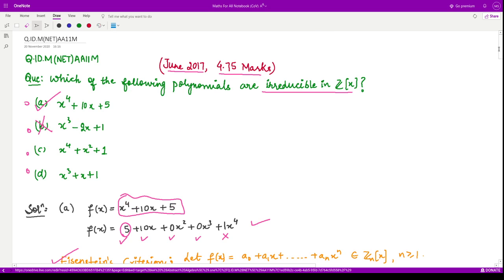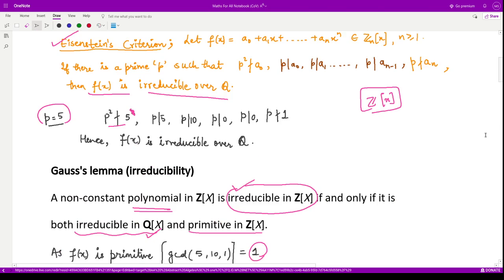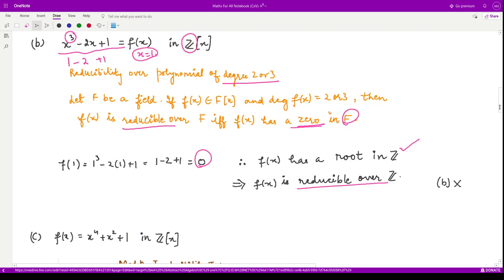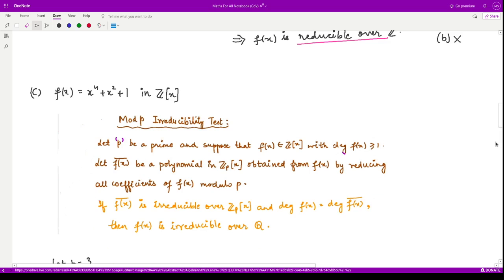So now let us move on to the third option. The third option is a biquadratic equation of degree 4, and we need to check its irreducibility in Z[x]. As such we cannot find any root, or finding any root won't work over here. So for that, we use the mod p irreducibility test.